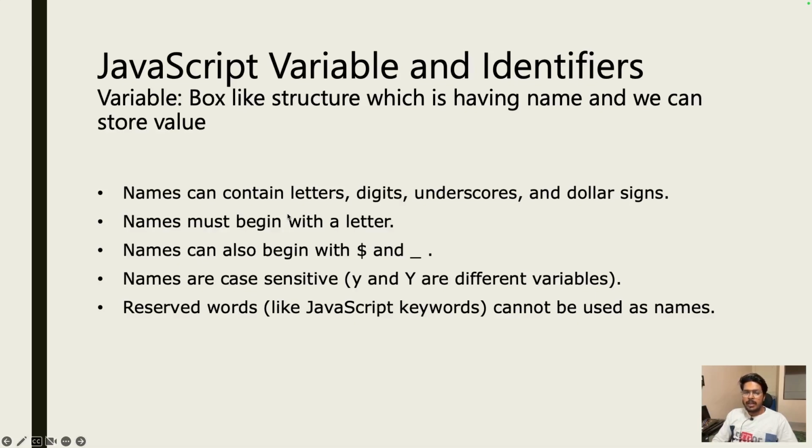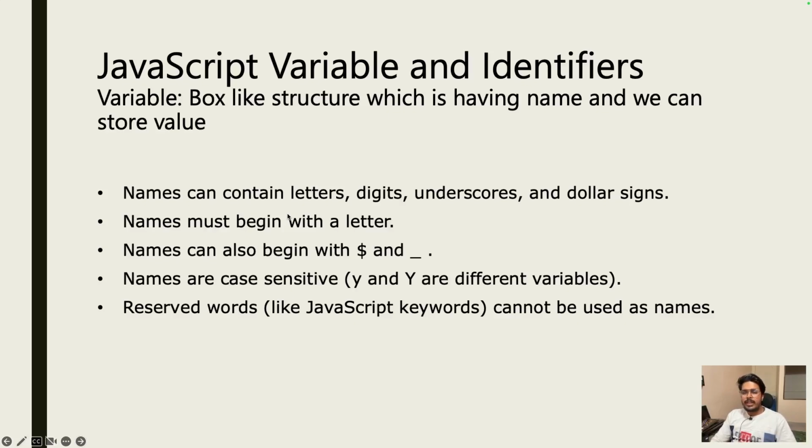Next, names are case sensitive. That means small y and capital Y are different and have different meanings. Then reserved keywords. In the previous video I didn't mention this. Reserved keywords are those words which are reserved by JavaScript for certain purposes, such as var, let and console. All these are reserved keywords, so we cannot use them as a variable name. If we do, we will get an error. So that's it about variables and identifiers.